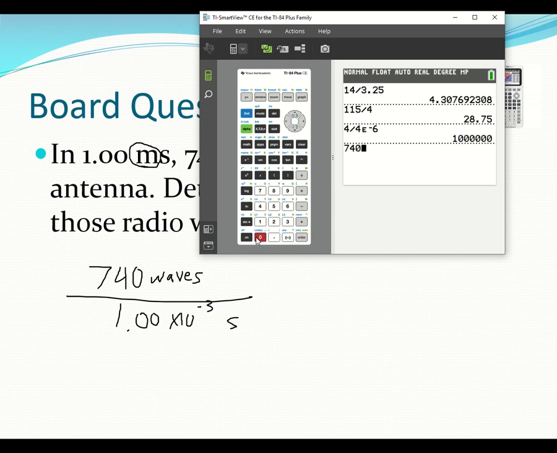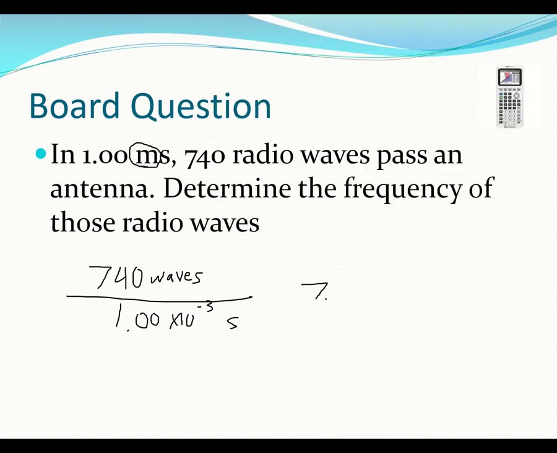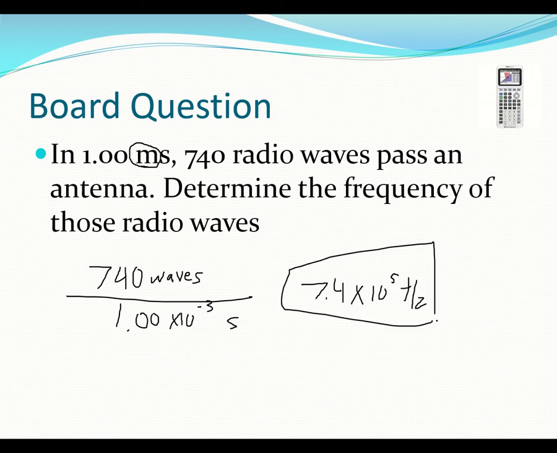So we have 740 waves in 1 milli, or times 10 to the negative 3 seconds, and we get our frequency to be 7.4 times 10 to the 5 hertz. Okay.